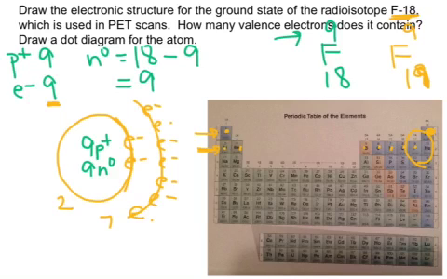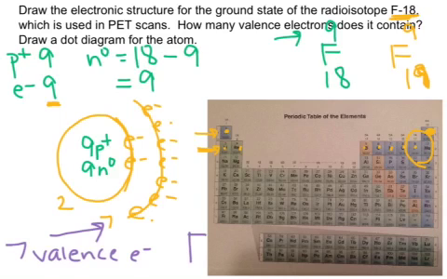Now we're ready to answer how many valence electrons this contains. For valence electrons, I'm going to look at the outermost shell, and that is 7 valence electrons. And a dot diagram simply represents that in a simpler way by using dots. So fluorine, 1, 2, 3, 4, 5, 6, 7 valence electrons, and there's 1 electron here only that is not paired.